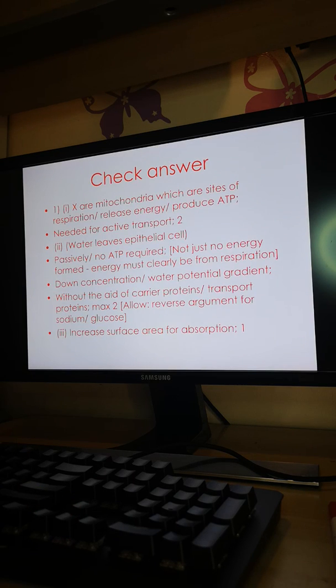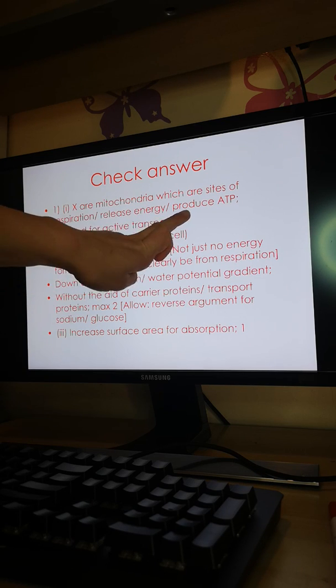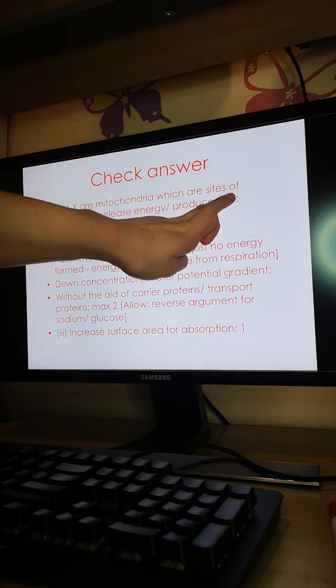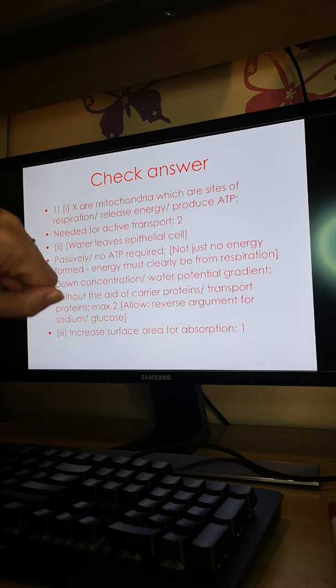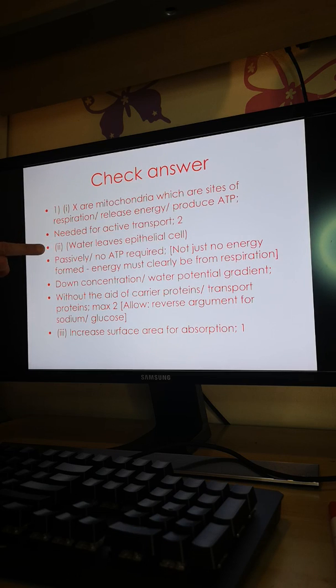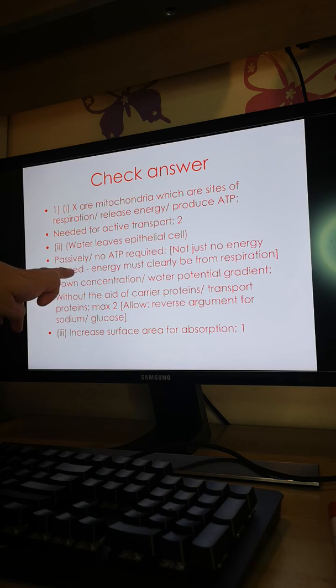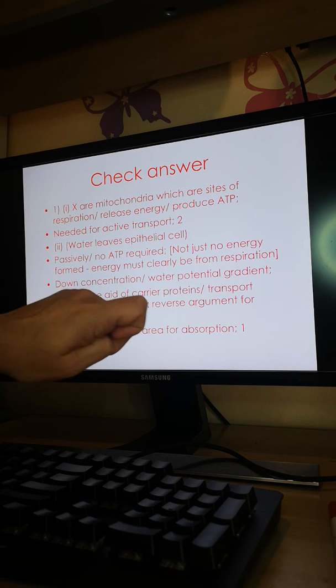Okay, so many mitochondria again. So we've got mitochondria, the site of respiration, produce ATP, needed for active transport. This is old spec, so you might just need a little bit more detail. You'll definitely need the site of production of ATP, and that the ATP is required for active transport. For the next one, this is very new spec. So water leaves the epithelial cell passively, doesn't require ATP. It's down a water potential gradient.